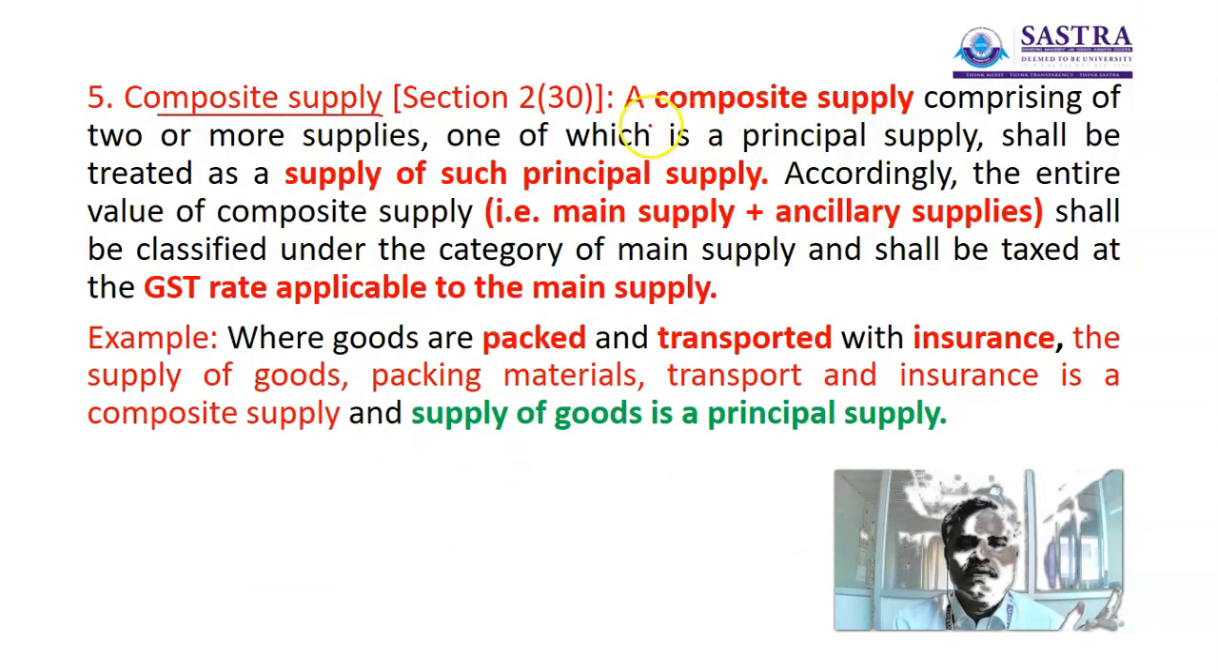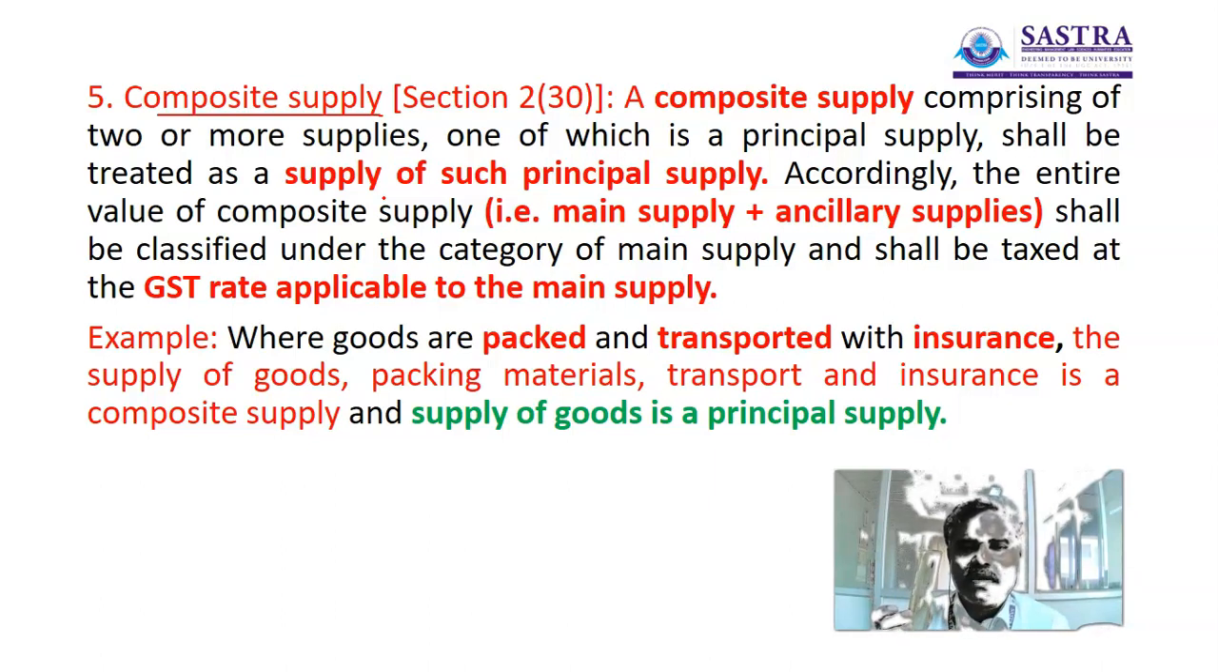Composite supply. A composite supply comprising of two or more supplies, one of which is a principal supply, shall be treated as a supply of such principal supply. But this supply is naturally bundled. We cannot sell the product separately. They are dependent, not independent. Take for example, a cell phone. You buy a cell phone. This cell phone includes a battery. This battery is inbuilt. You cannot sell the smartphone separately.